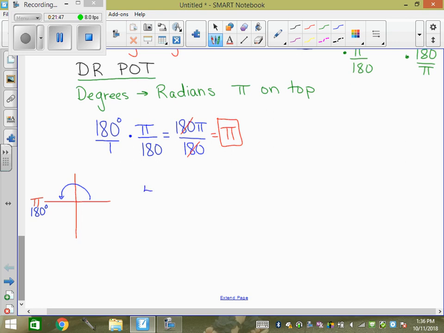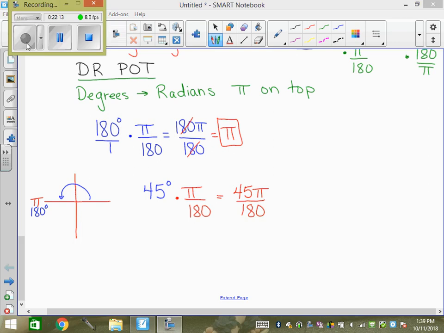So what if I give you 45 degrees? Degrees to radians, pi on top. So what am I going to multiply by? Pi over 180. So I'm going to get 45 pi over 180. Pi over 4. Why does it reduce to pi over 4? Because you could divide the top and the bottom by 45, and you get pi over 4. And when you press the button, you got 1 over 4. You have to bring the pi back.